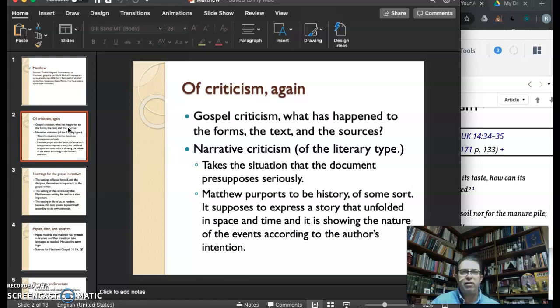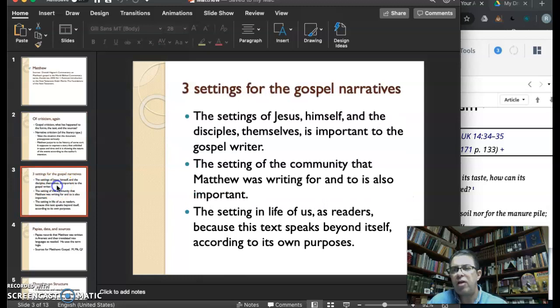That is, what does the text say? How does it say it? Who are the characters? What is the situation of the document? How does the document take that situation seriously? Matthew purports to be somewhat of an historical source. And so we read it from that point of view, but in as much as it's a story that's unfolded in space and time, it also makes some very particular faith claims as well.